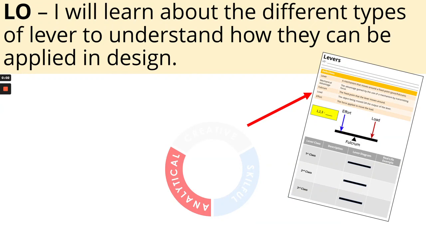This week's video lesson is going to be around levers. This is the first type of mechanical device we are going to look into, and they can be very, very useful in terms of changing the direction of motion. So, can you turn to this page in your booklet and write down this learning objective? I will learn about the different types of lever to understand how they can be applied in design. Pause the video here and write down that learning objective.